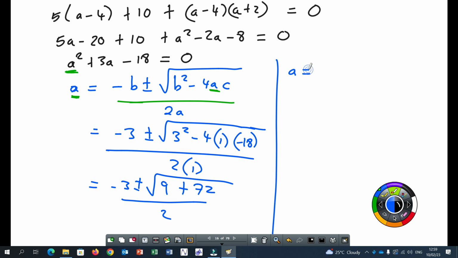So a will be equal to negative 3 plus or minus 9 over 2. Please be aware that 9 plus 72, that's 81. 81 is a perfect square.